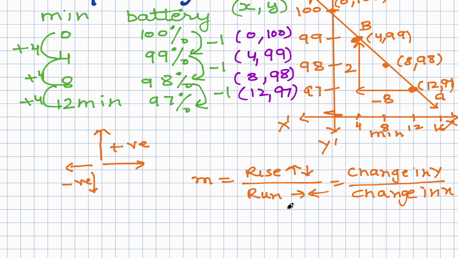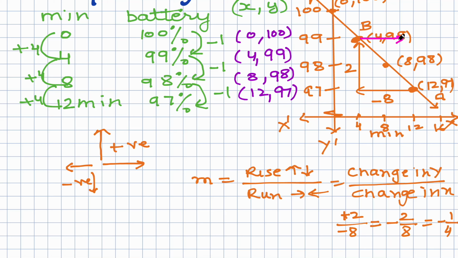So let's take the positive and negative signs. Because change in y is positive 2, we are moving up, and change in x is negative 8. So positive and negative gives negative 2 by 8. This time the slope is negative. Now you must be thinking, what if I take another path? What if I move from B to A, and that too from the other side of the line? That's okay. Let's move.